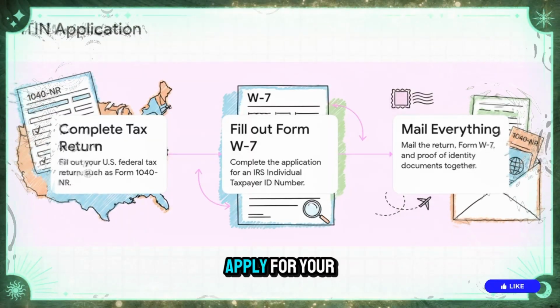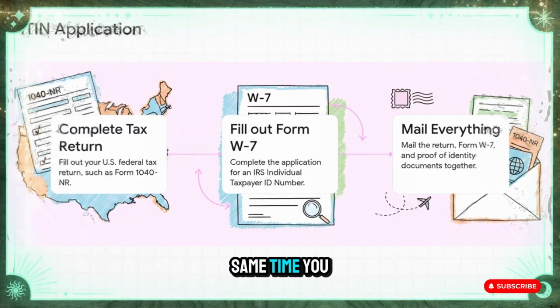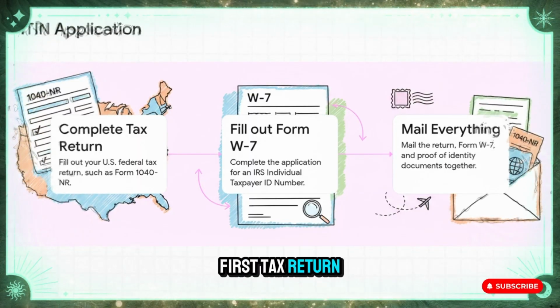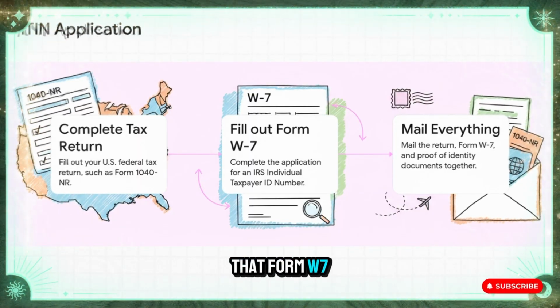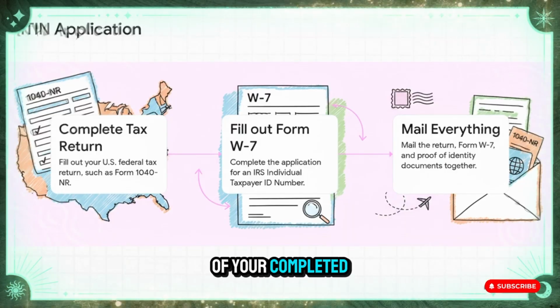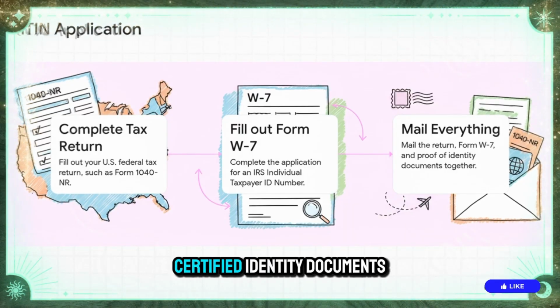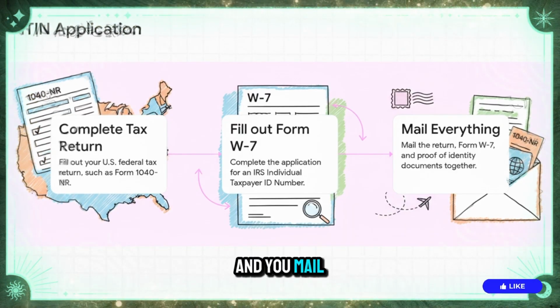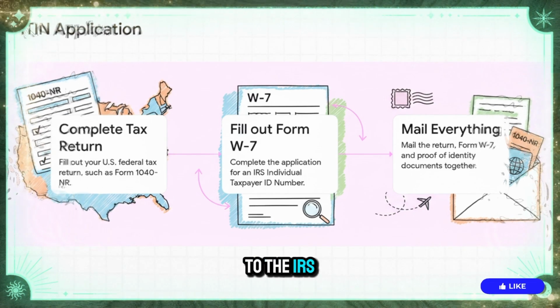You almost always apply for your ITIN at the exact same time you file your very first tax return. You fill out that Form W-7, you staple it to the front of your completed 1040-NR, you include your certified identity documents, and you mail it all in one big envelope to the IRS.